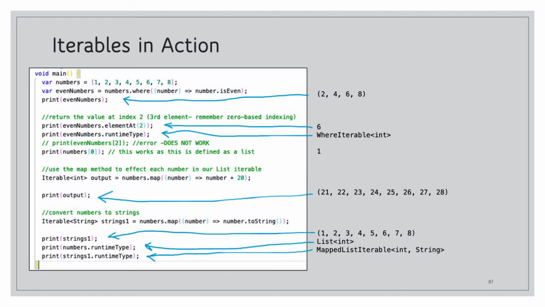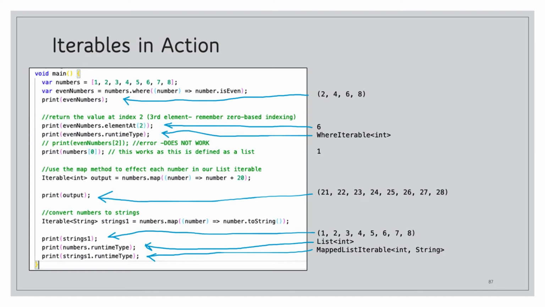So let's see iterables in action. We have a main function and we define numbers. Numbers is a list. Then we define evenNumbers. EvenNumbers is a where iterable: numbers.where, and then I pass a function, number, and then on the other side of the arrow, number is even. So we know that we want to print out only the numbers that are even from our list numbers. We print them out, we get 2, 4, 6, 8.